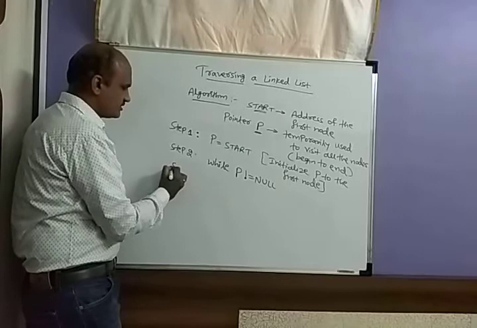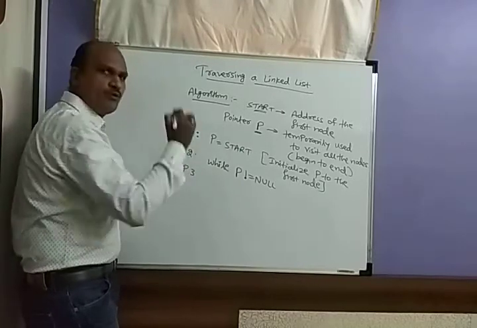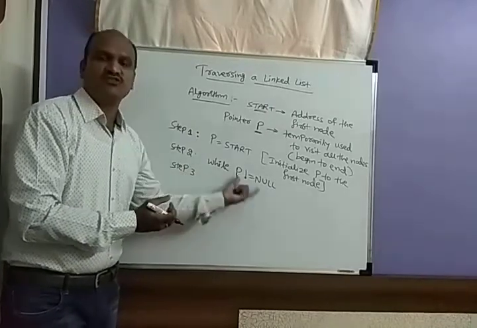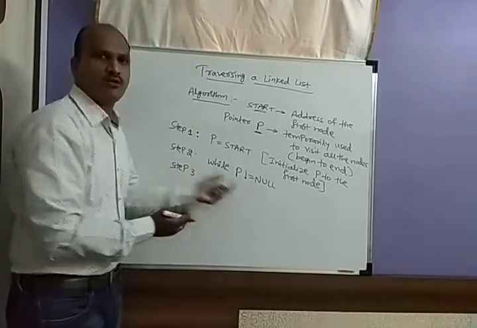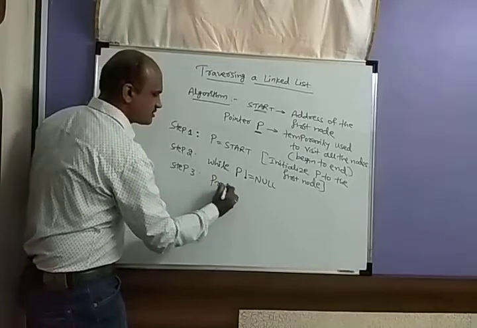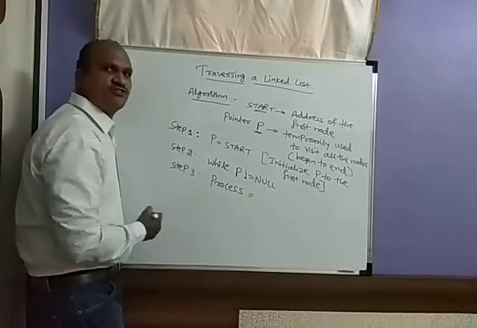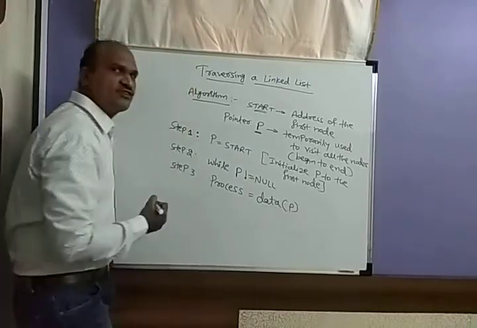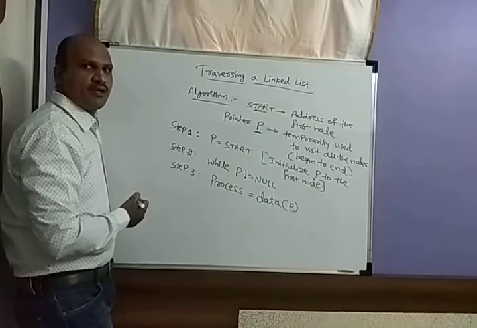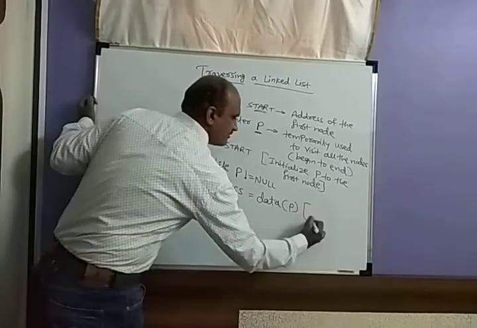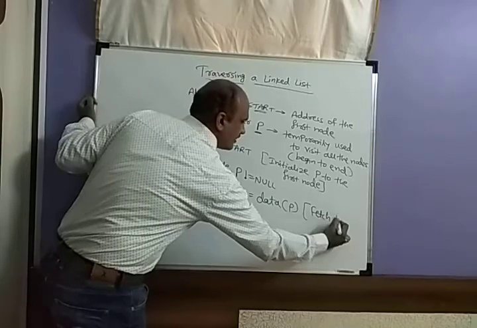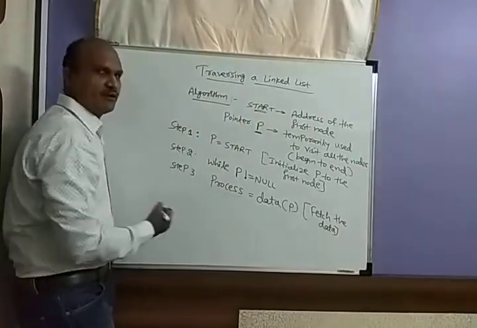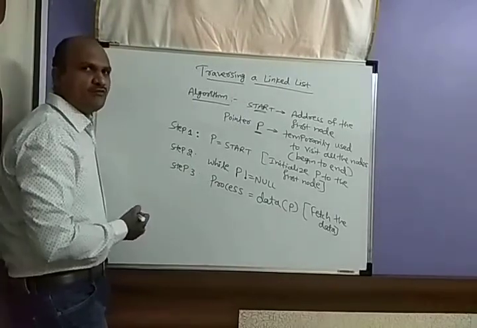Okay, then step 3, what do you have to do? Whatever is created, that is processing from one node to another node, that is, for the data, process is equal to data of P. That is the third step of the steps to be followed. That is fetching the data. What will it do? It will fetch the data. That is, a process will happen. Process is equal to data of P.